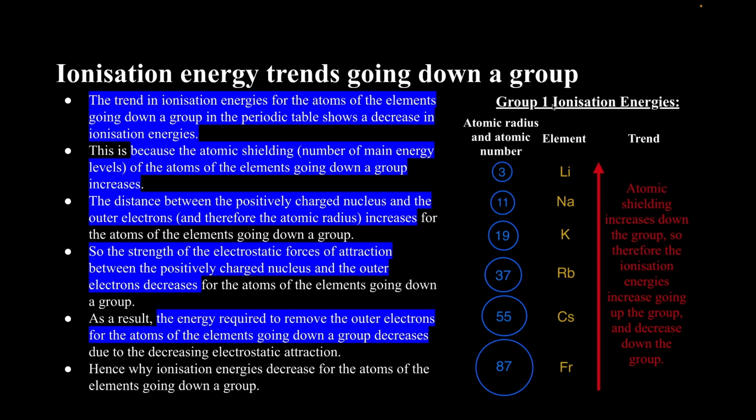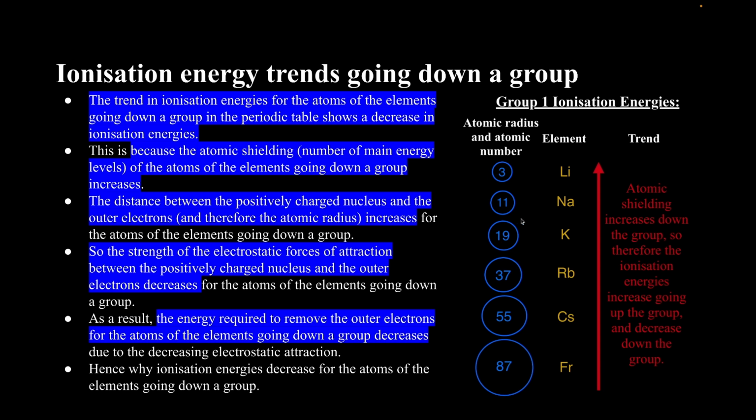The example we have here is group 1. So for group 1 ionization energies, the atomic radius is increasing for the elements going down group 1. Lithium is the first element in group 1. Then we have sodium, then potassium, then rubidium, then cesium, then francium. Lithium has the smallest atomic radius because it has the least atomic shielding, and francium has the greatest atomic radius because it has the greatest amount of atomic shielding. Because francium has more atomic shielding than lithium, the first ionization energy of a francium atom is less than that of lithium because the outermost electron of a francium atom is further away from the nucleus than the outermost electron of a lithium atom. And again, the reason for this is the increasing atomic shielding.